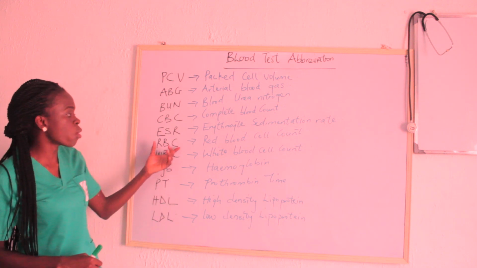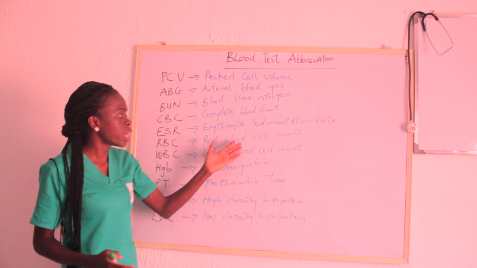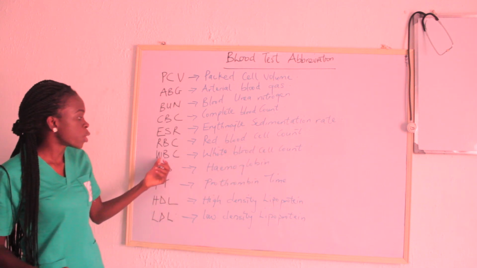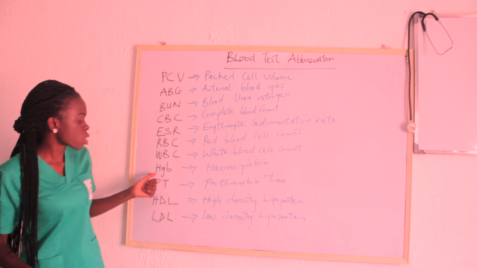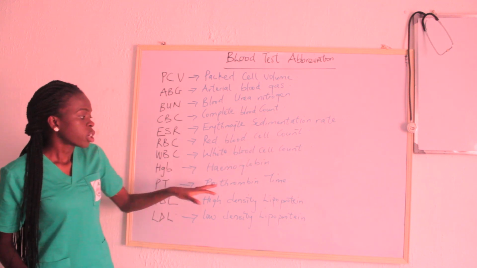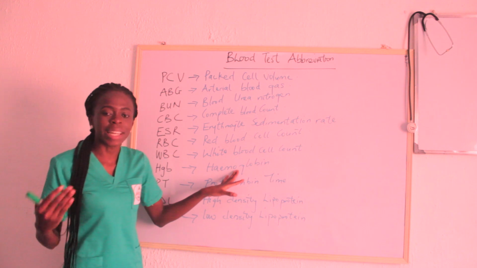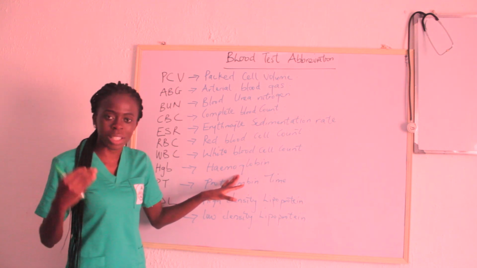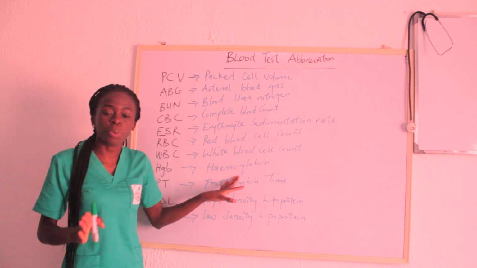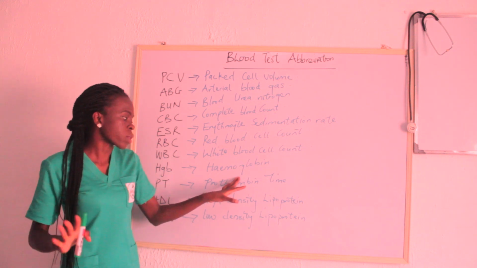Then the other one is RBC, which is popularly the red blood cell count, and WBC, the white blood cell count. Then when you see something like HGB, know they are talking about your hemoglobin level. Hemoglobin is the pigment found in red blood cells that helps to transport oxygen and carbon dioxide.